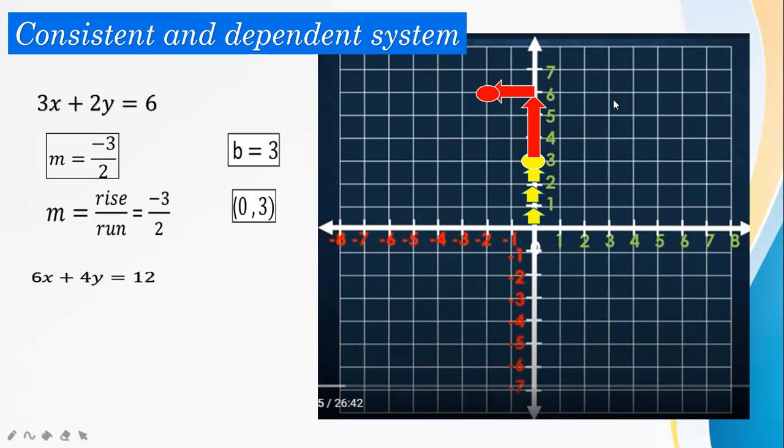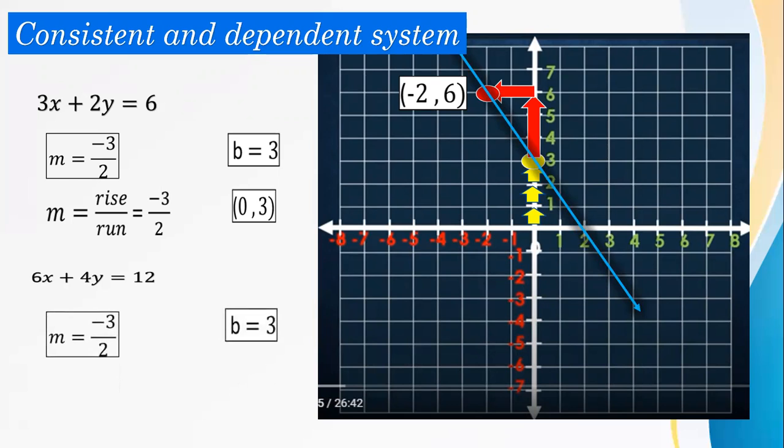So gagawa tayo ng line. So again, this will be your point. We have negative 2 and 6. Then i-connect natin yung dalawang point using a line. So yan ang magiging line mo. And therefore, this will be your 3x plus 2y equals 6.